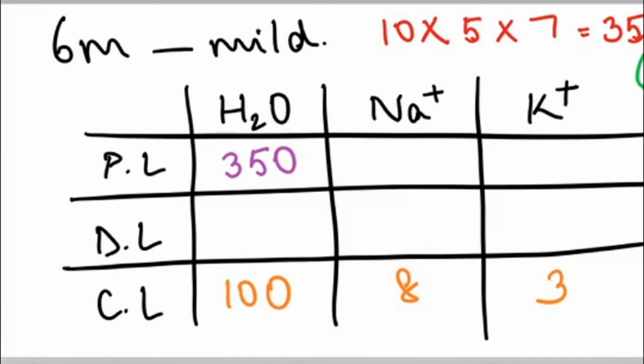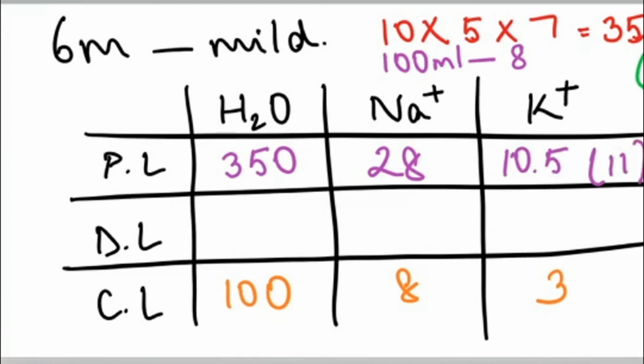Okay, moving on to sodium. In 100 mils of water, we have 6 or 8 millimoles of sodium. So I'm going to take 8. That means if we have 350 mils of water that is lost, we have also lost 28 millimoles of sodium. For potassium, in 100 mils of water, we have 2 or 3 millimoles of potassium. I'm going to take 3 as I did with the current losses. So in 350 mils of water lost, we have also lost 10.5 millimoles of potassium. You can just take it as 10 or 11.